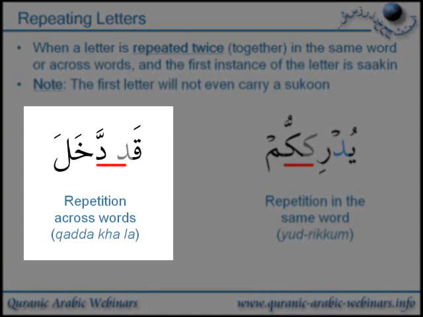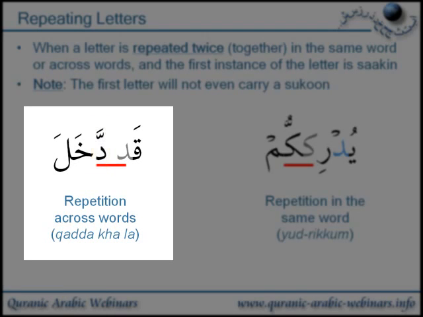Okay, the next example, we have the same situation, however it occurs over two different words. The first word here is qad, and the next one is dakhala. However, because the two dals effectively come together when you do your recitation, we completely ignore the first dal. So it doesn't even have a sukun. We've color coded it in grey to indicate it's not going to be read. They'll put a shadda on the next dal in order to do the joining or the merging.